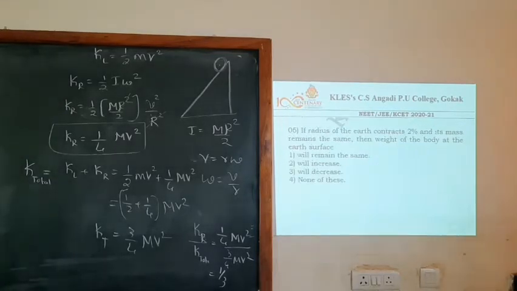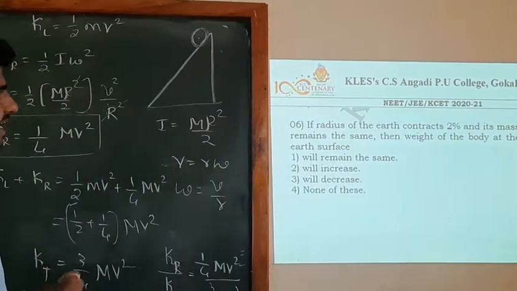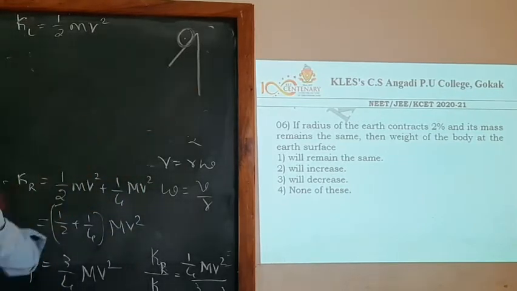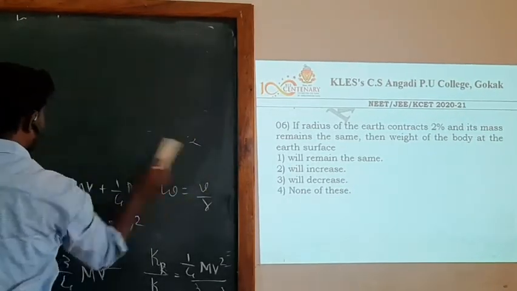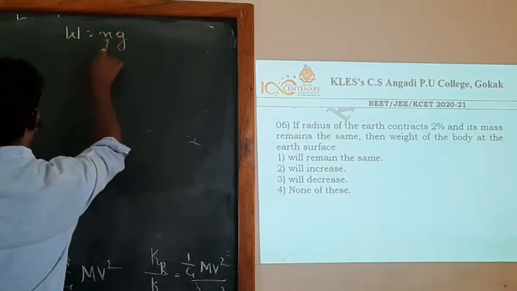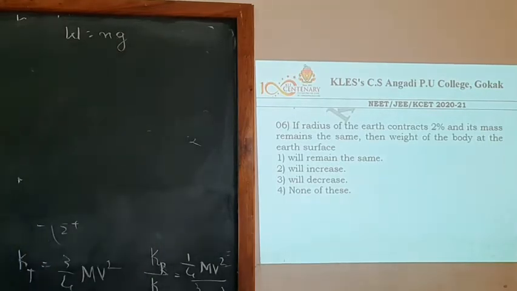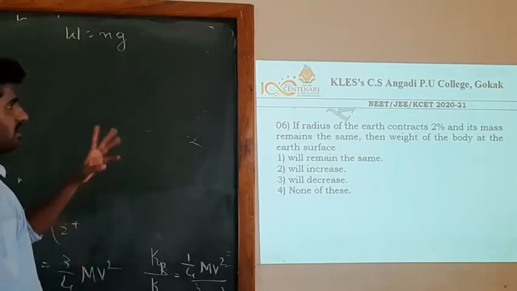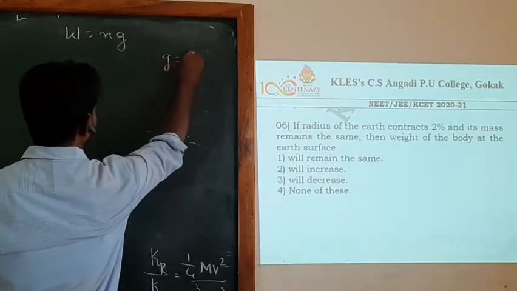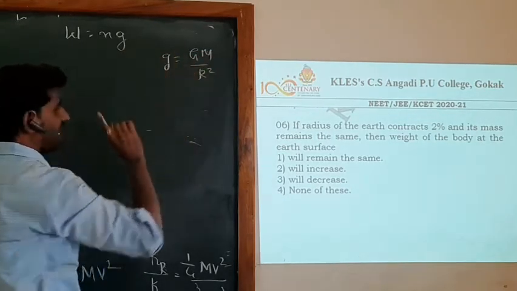Okay, next one. Question number 6. If the radius of Earth contracts 2% and its mass remains the same, then the weight of a body at the surface is... It's very simple. Weight of the body: the formula is W is equal to m into g, mass into acceleration due to gravity. Whatever the place, the mass remains constant. So as the r contracts, what's the formula for g first? This is GM divided by r square. Acceleration due to gravity on the surface is GM by r square.